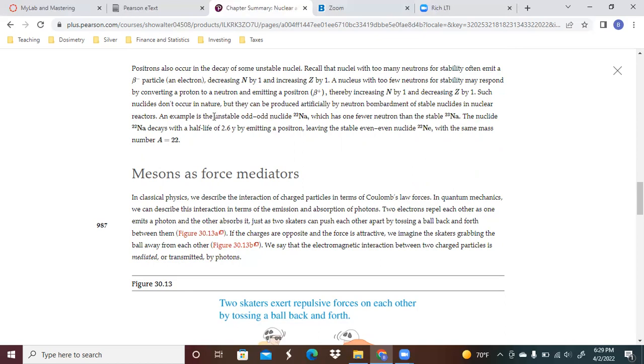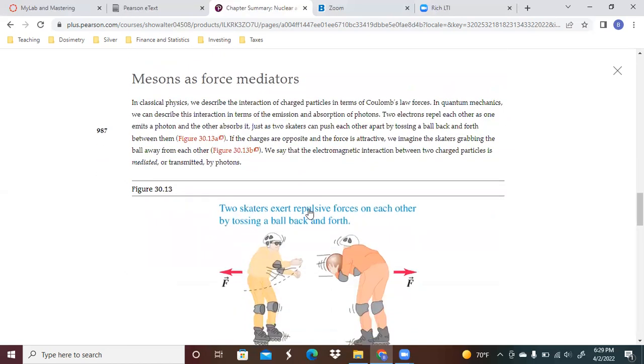Such nuclides don't occur in nature, but they can be produced artificially by neutron bombardment of stable nuclei in nuclear reactors. An example is the unstable odd nucleus sodium-22, which has 1 fewer neutron than the stable sodium-23. The nuclide sodium-22 decays with a half-life of 2.6 years by emitting a positron, leaving a stable even nucleus with the same number, A equals 22.